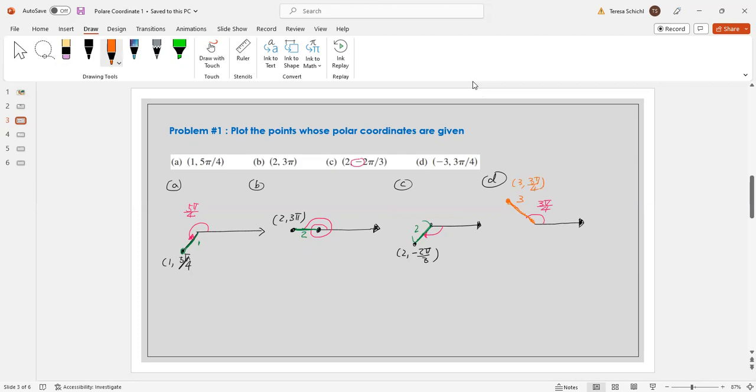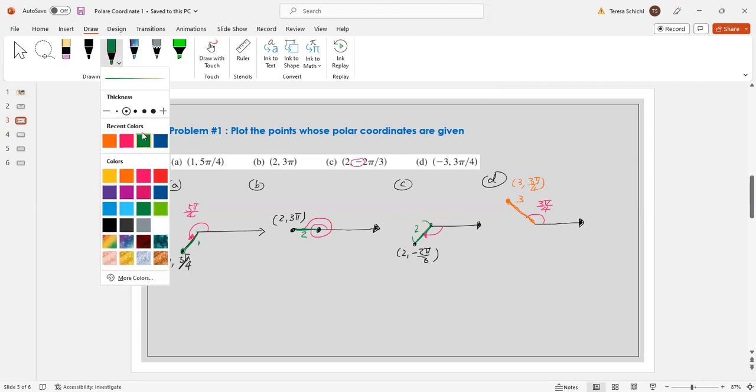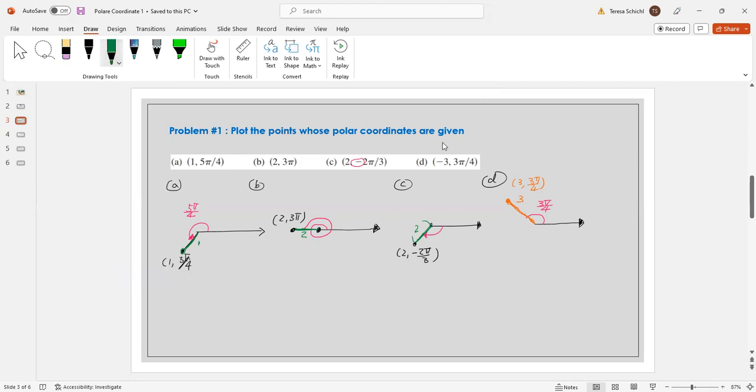But that is not what we are looking for, because we are looking for the negative. The negative means you go in the opposite direction. So this green one is in a totally opposite direction, and the length of this green one is -3. So this is the opposite direction. So that's why this point here, I can say, is -3 and 3 pi over 4.